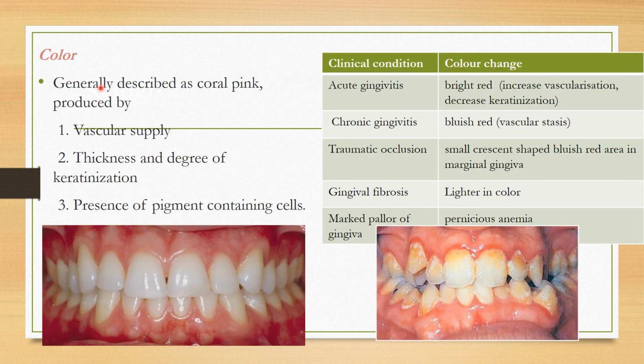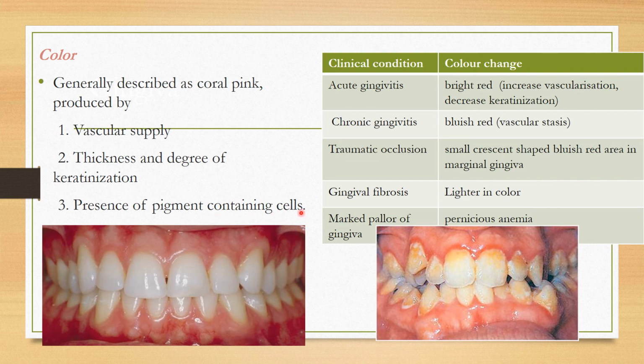Coming to the gingival findings, the first important one is the color. Generally it is described as coral pink in normal gingival health, but in the Asian population we can't see this coral type of pink, so we can write it as pinkish in nature. There are three main factors that determine the color of gingiva: vascular supply, thickness and degree of keratinization, and presence of pigment-containing cells.